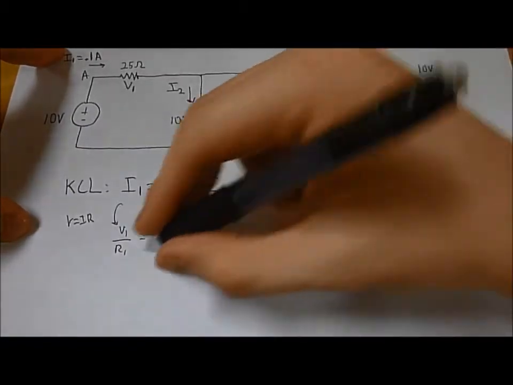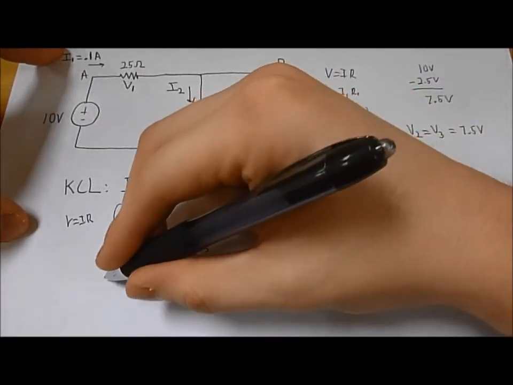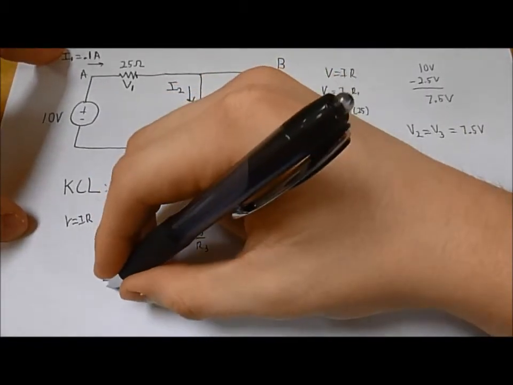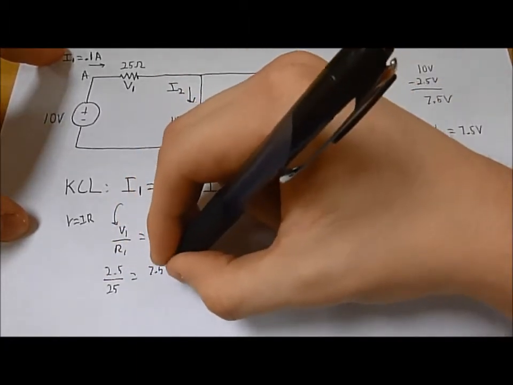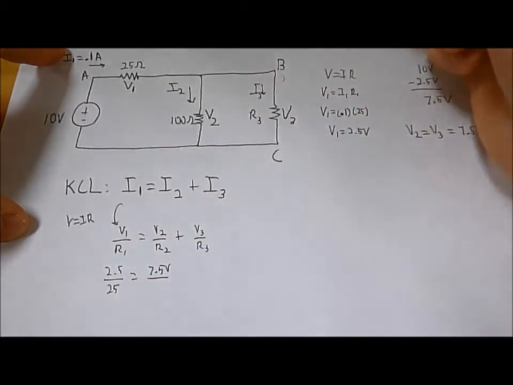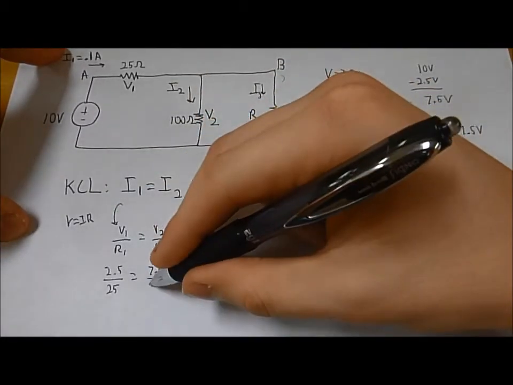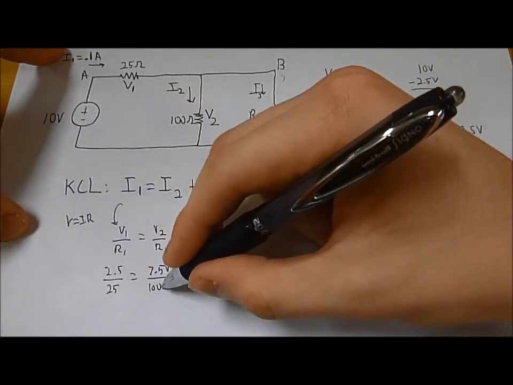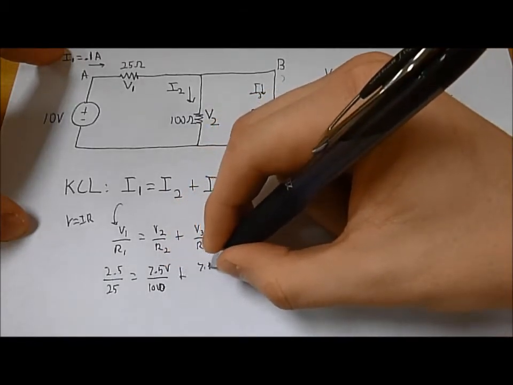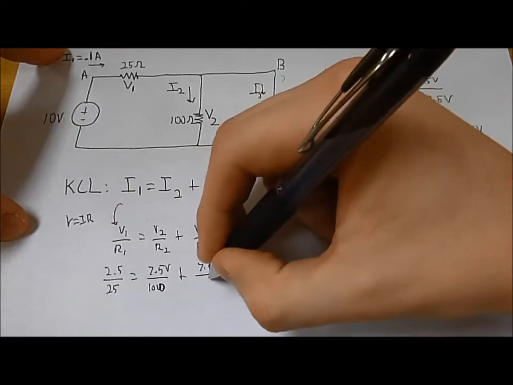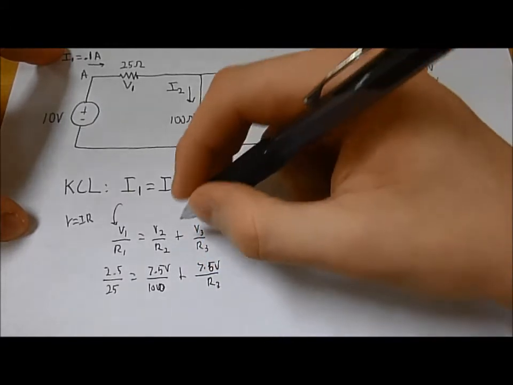Filling these in, that will be 2.5 volts over top of 25 ohms will equal 7.5 volts over 100 ohms plus 7.5 volts over our R3 value.